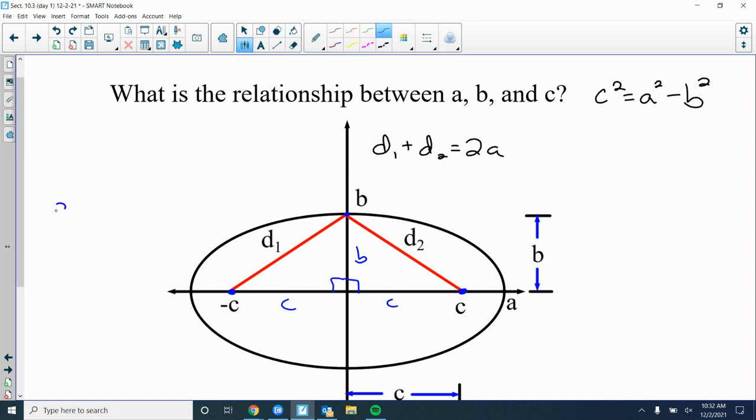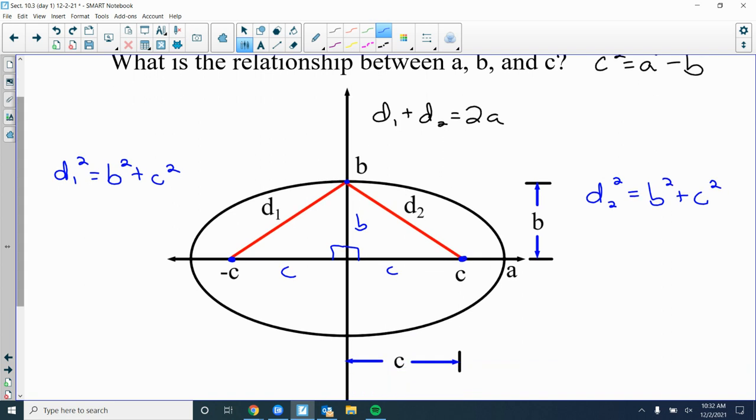So what will d1 squared equal? That's a right triangle. The Pythagorean theorem still holds. d1 squared has to equal b squared plus c squared. We agree on that? What's d sub 2 squared have to equal? It also has to equal b squared plus c squared. All right, now I'm going to come back to this. So I want to get d1 by itself. Take the square root of both sides. And over here, I'm going to take the square root of both sides.